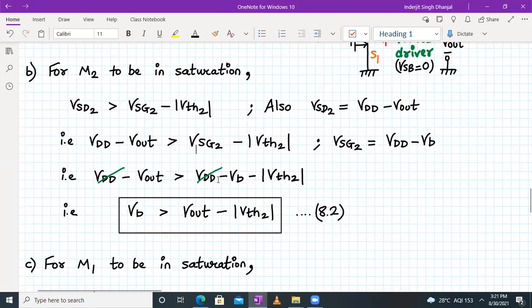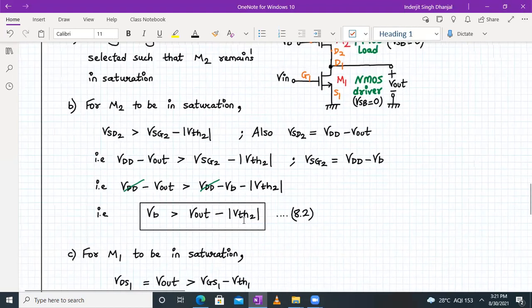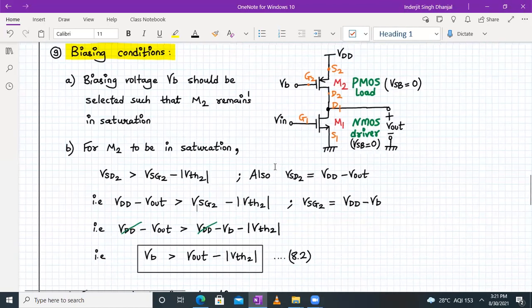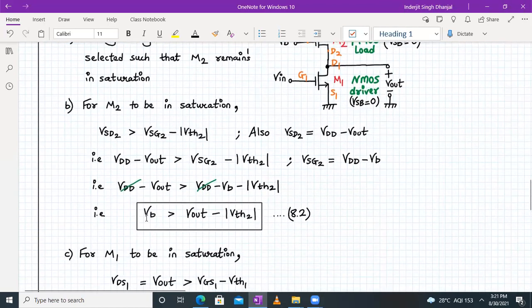VDD gets cancelled. So if you put VB on the left hand side, what do we get? VB should be greater than Vout minus VTH2. So this is one condition. This condition should be satisfied for the M2 transistor to remain in saturation, such that your VB should be greater than Vout minus VTH2. So that's one condition.